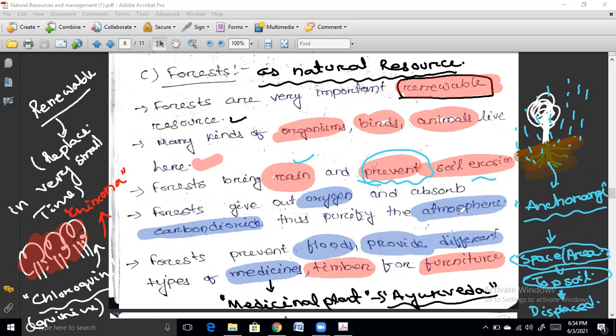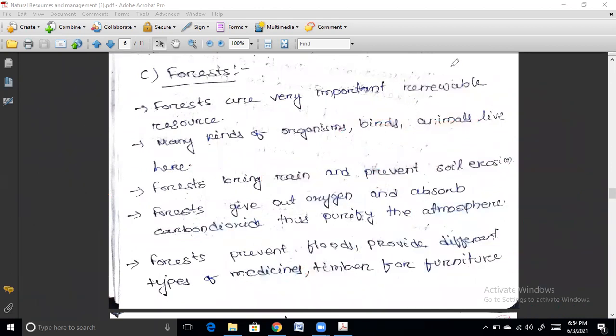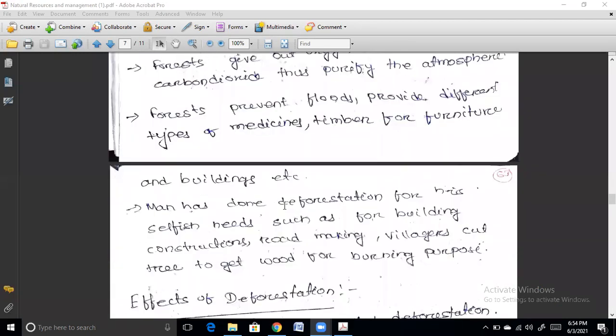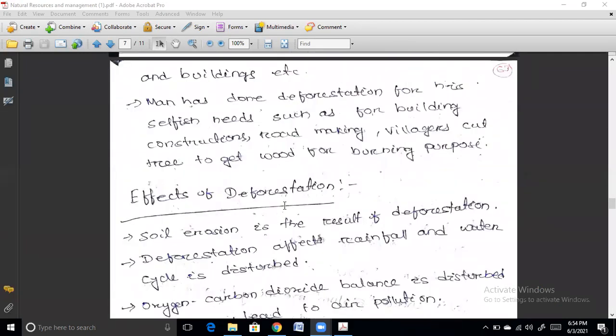Okay. So this is the forest as the natural resource. So let me clear this. Okay, so man has done deforestation for his selfish needs.